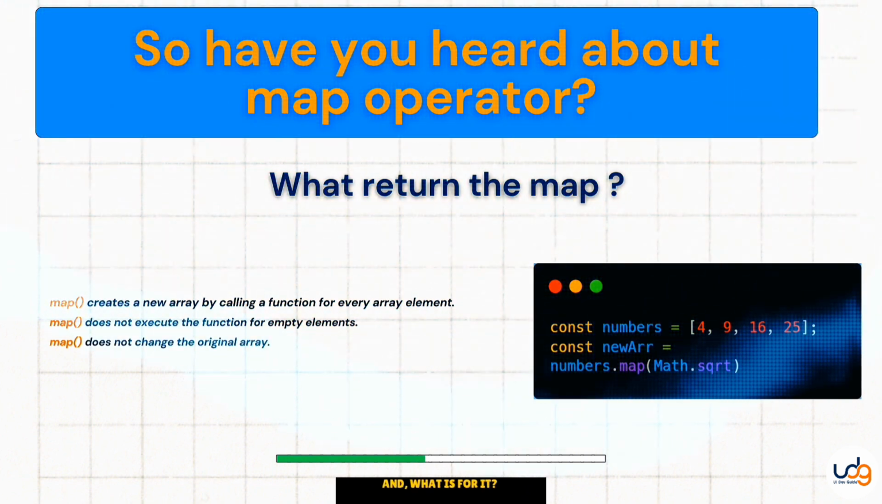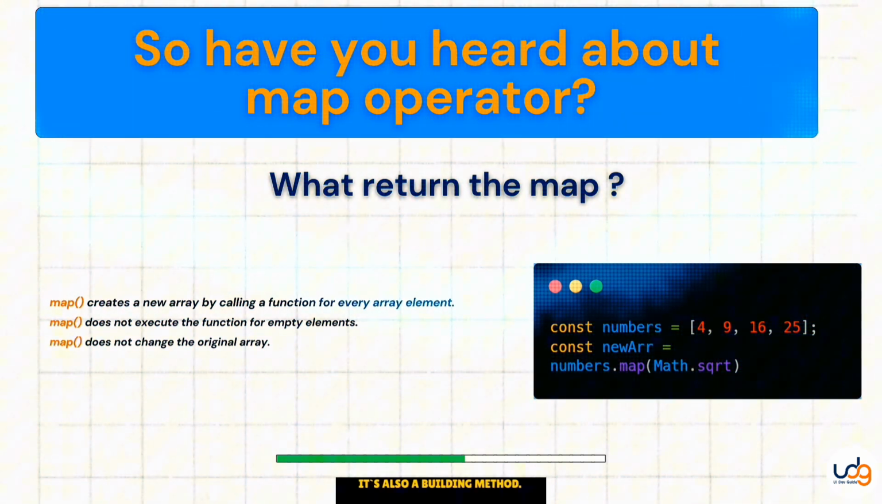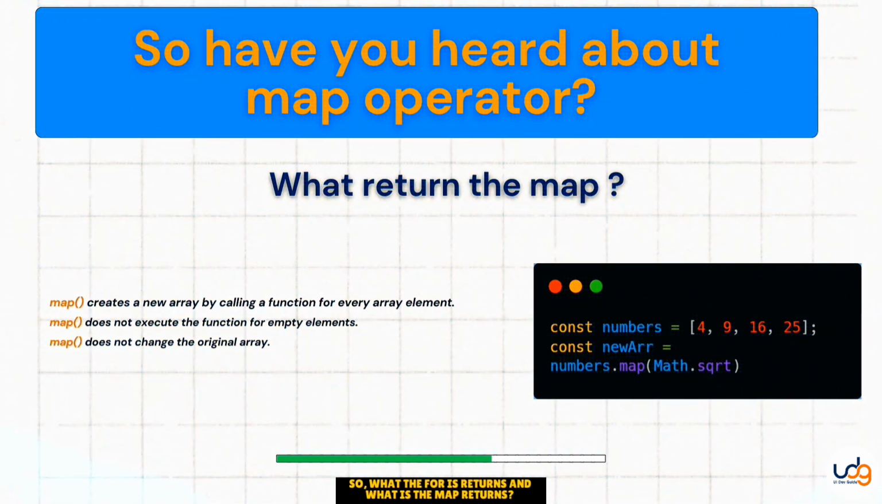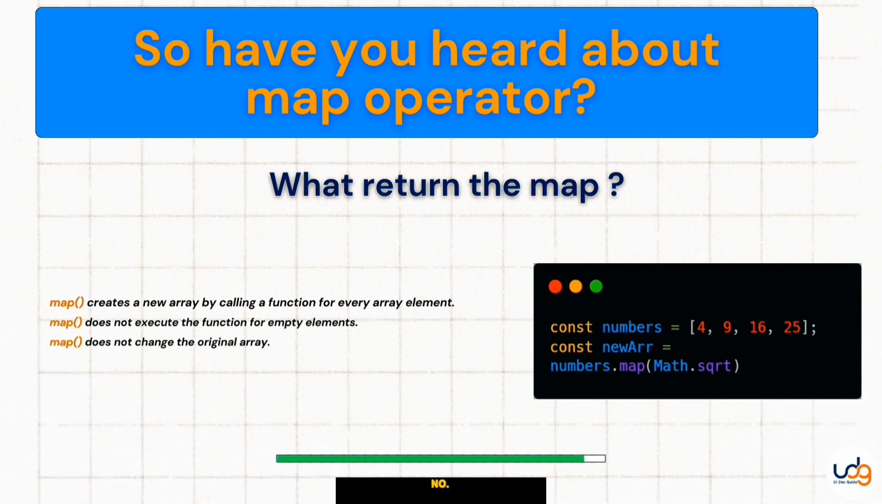And what is forEach? forEach is just to iterate the elements of an array. It's also a built-in method of array prototype. Correct. So what does forEach return and what does map return? Actually, map returns a new array. When we write the statement or condition inside the map, it creates the new array according to that condition and returns it. But forEach is just used to iterate the elements. It's not returning anything. So it will not return anything. Correct.